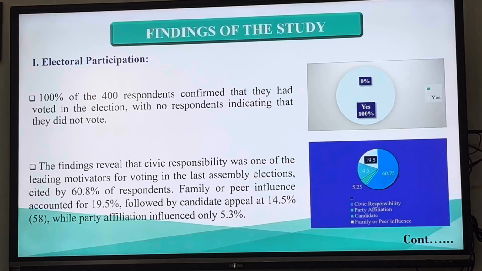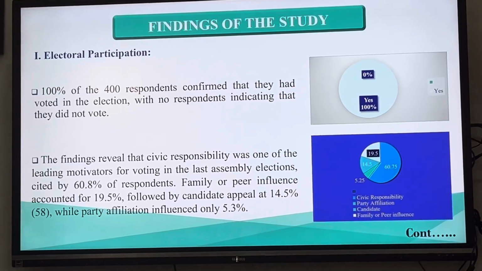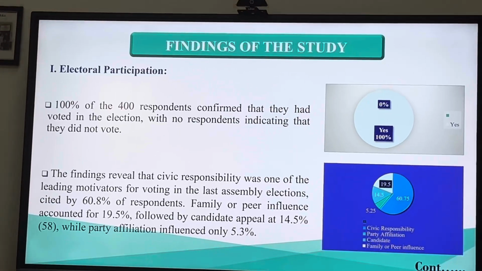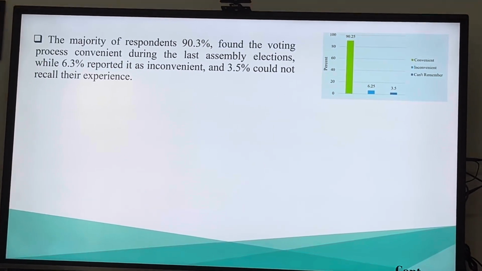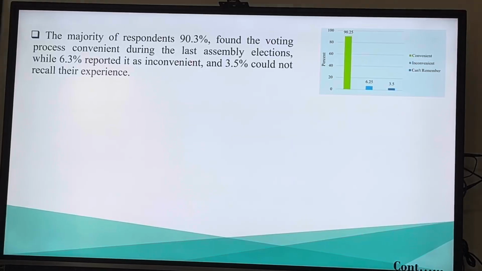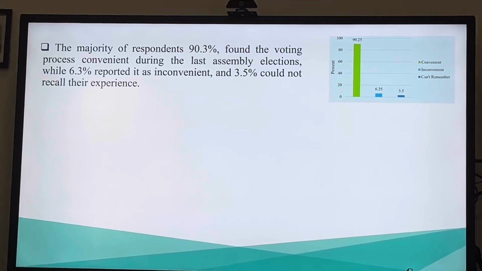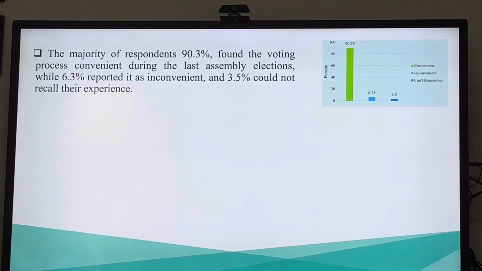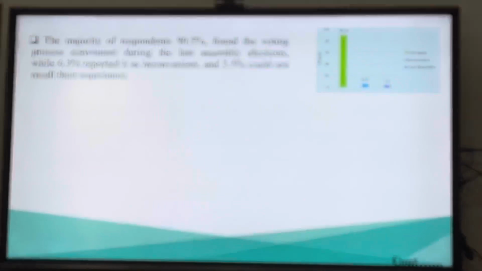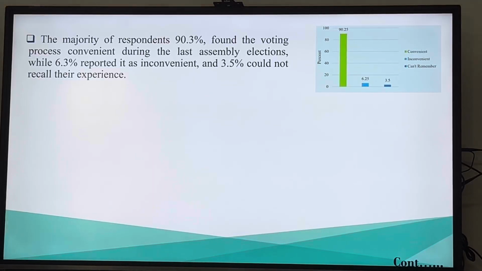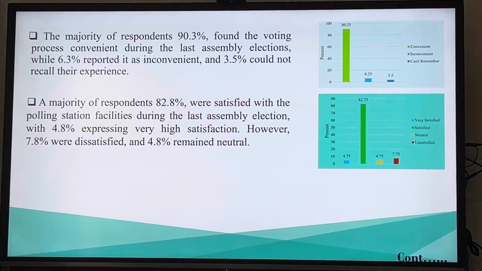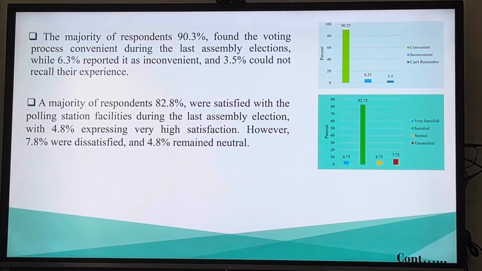Findings of the study. The findings reveal that civic responsibility was one of the most leading motivators for voting in the last assembly election. The majority of the respondents, 90.3%, found the voting process convenient during the assembly election, while 6.3% reported it as inconvenient because some of them were of the opinion that the polling station doesn't have facilities like drinking water, washrooms, etc. A majority of the respondents were satisfied with polling facilities.